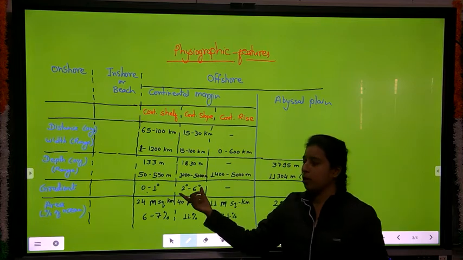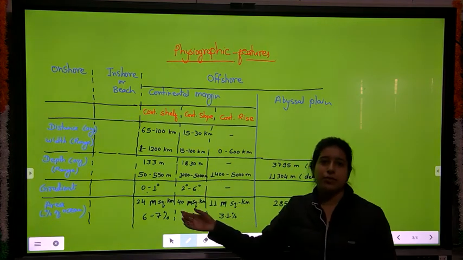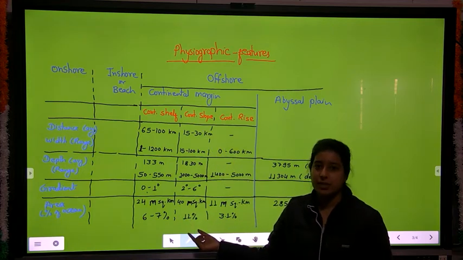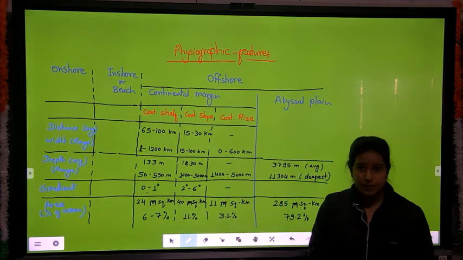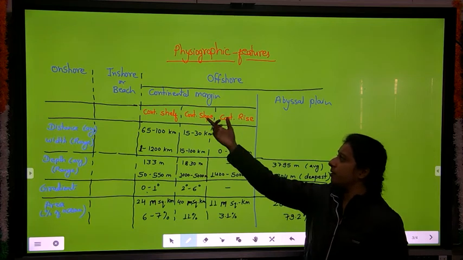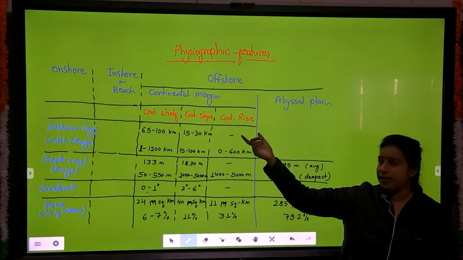Okay, and we have already talked about its gradient, and the percentage of ocean covered by the continental slope is generally 11%, and that area is around 40 million square kilometers. Okay, and the last part of continental margin is the continental rise.